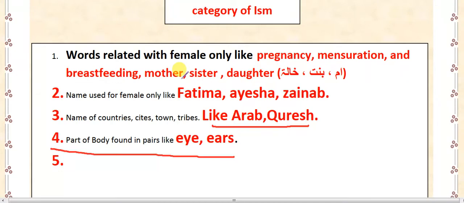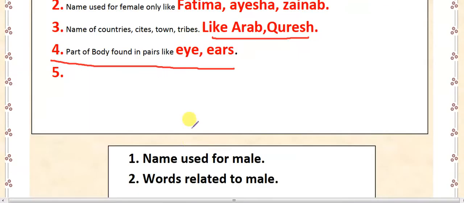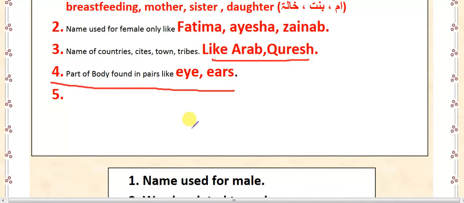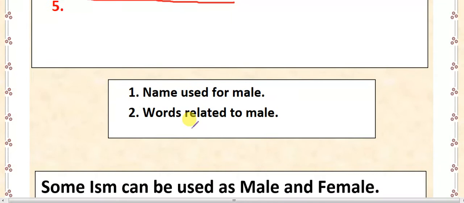If any ism is used for naming a female, we say that this ism is also muannas. The names of countries, cities, towns and tribes are also muannas, and the parts of the body found in pairs like eyes and ears, we say these are all muannas. So these are all the types of muannas.